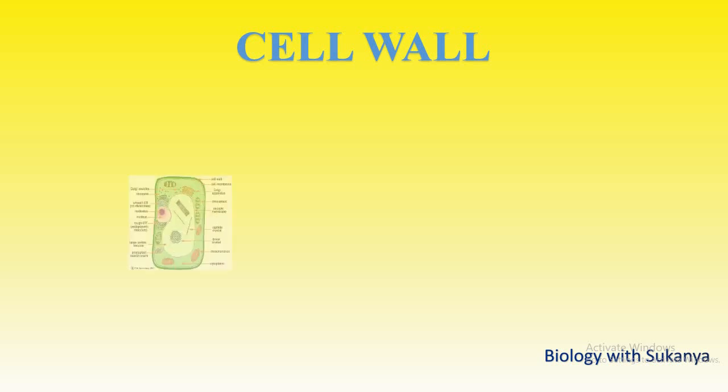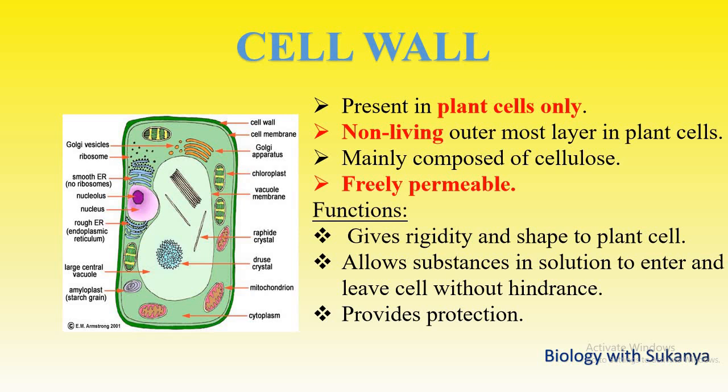First, the cell wall. The cell wall is present in plant cells only. This is the non-living outermost layer in plant cells. They are mainly composed of cellulose, which we know is a polymer of carbohydrate, and they are freely permeable. That means any ions, salt, solute, solution can directly enter into the cell through the cell wall. The cell wall has gates which are open to all. Anything can come inside the cell and anything can go out of the cell. This is the meaning of freely permeable.